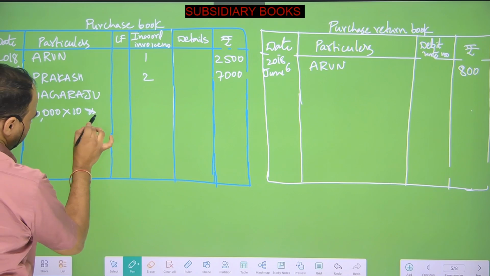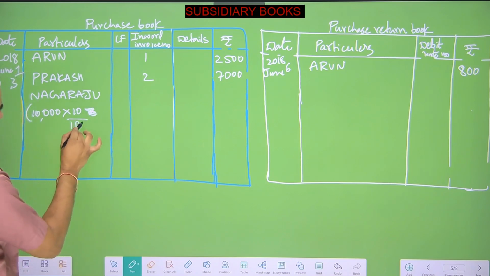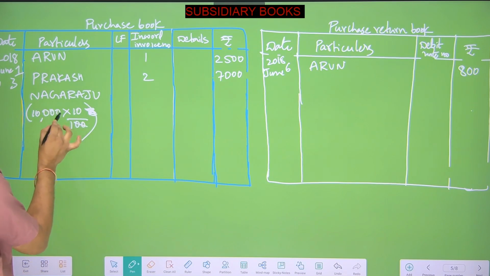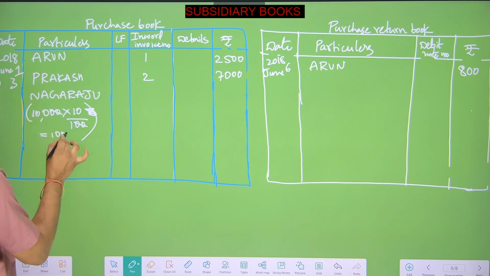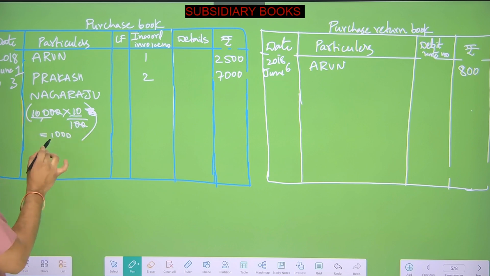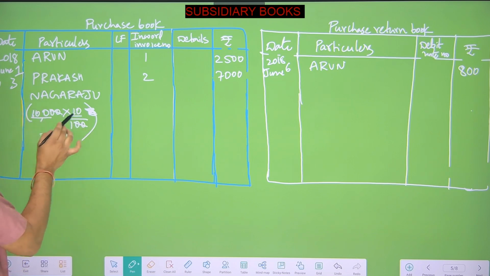If you remove this percentage symbol, in the denominator we will get 100. Now do cancellation, 2 zeros cancel. 100 into 10, what is the discount? 1000. Here we got 100, here 10, 100 tens are 1000. Otherwise you can calculate 1 ones are 1, and write the 3 zeros.